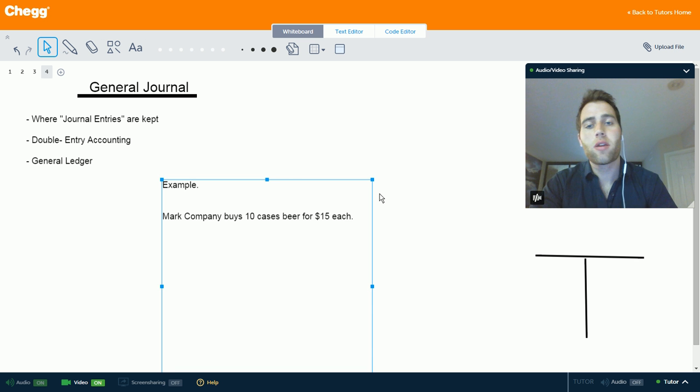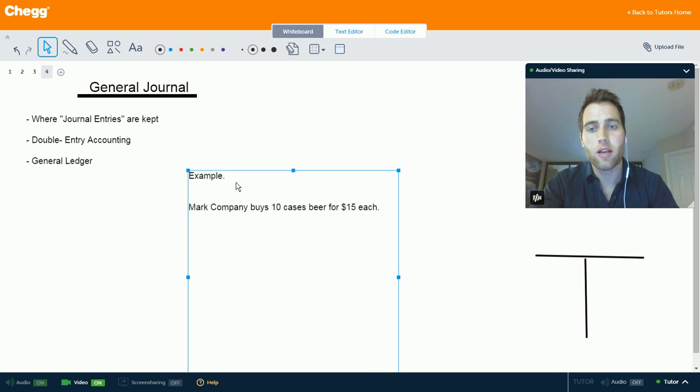Okay, so let's walk through an example of a journal entry right now so you can see what I'm talking about. And I wrote out an example here. Mark Company buys 10 cases of beer for $15 each. I personally own this company, so I'm going to use it as an example. First, there would be a date. And we'll put March 5th, 2016.